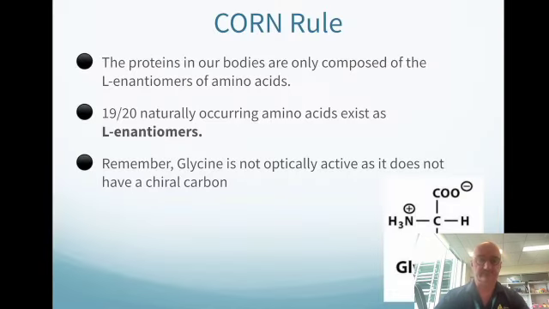Proteins are composed of L enantiomers. 19 out of 20 exist as L. Glycine is not optically active. It does not have a chiral carbon. It has 2 hydrogens, the same.